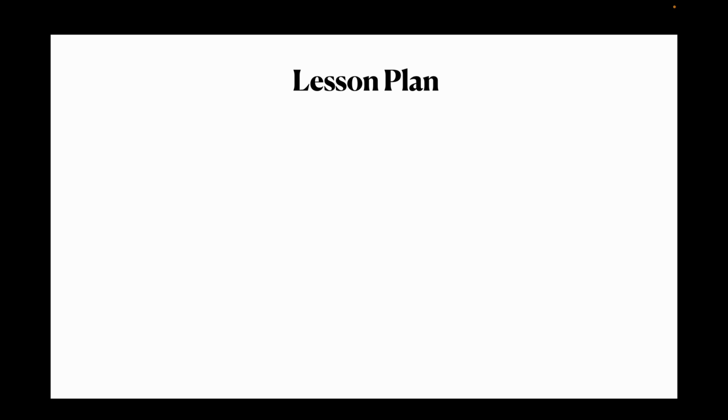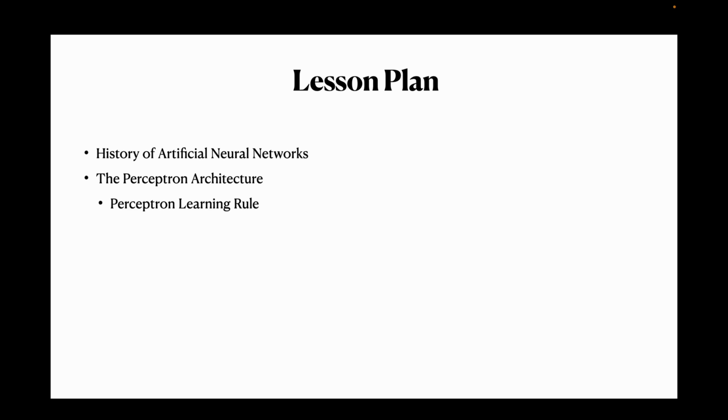So what you should expect in this course is you should expect to learn a little bit of the history of artificial neural networks, when it was started, what happened to it, and where we are now. Then we're going to talk about the simplest architecture of neural networks, the Perceptron architecture, and the learning rules.